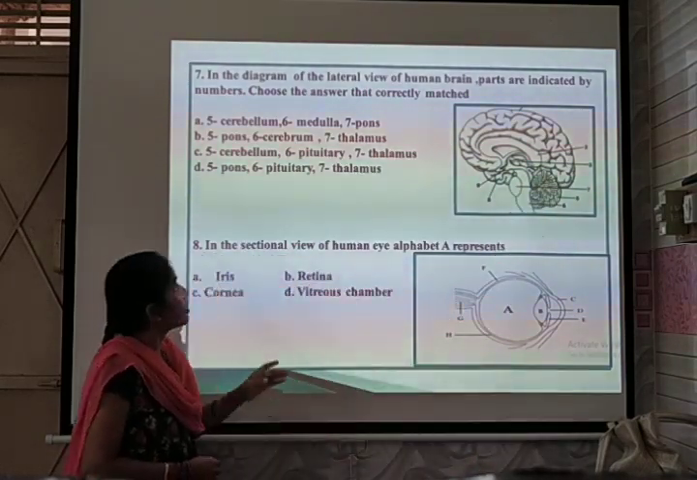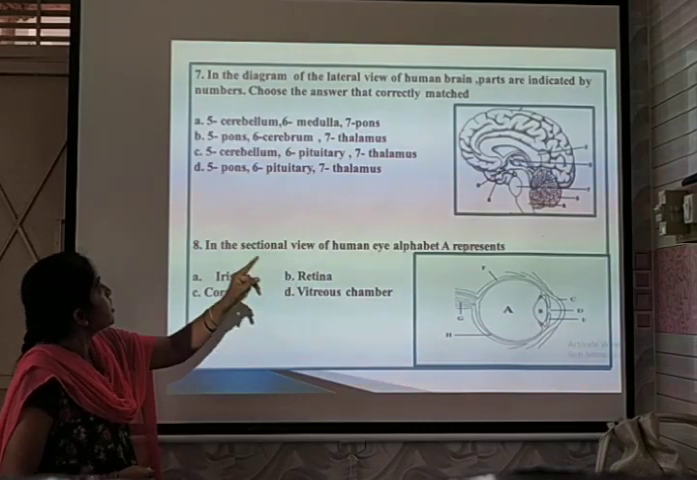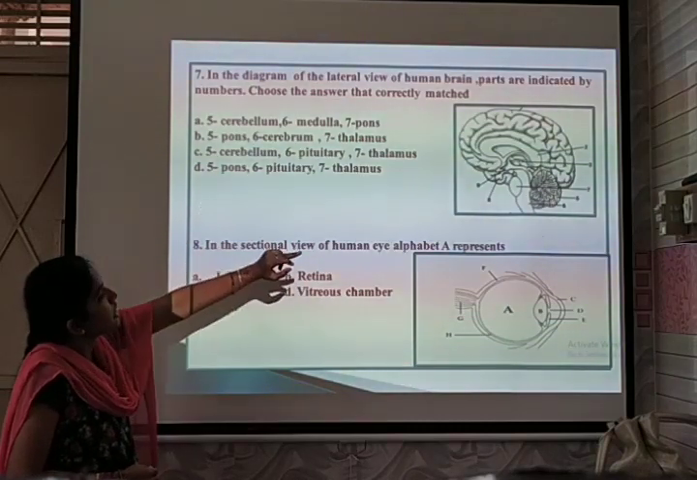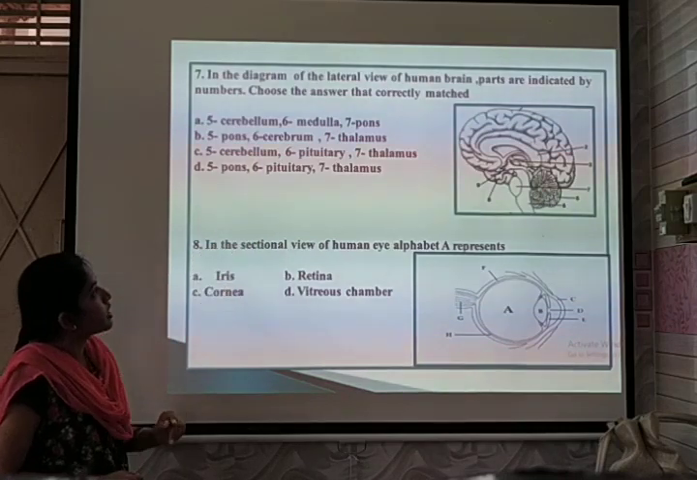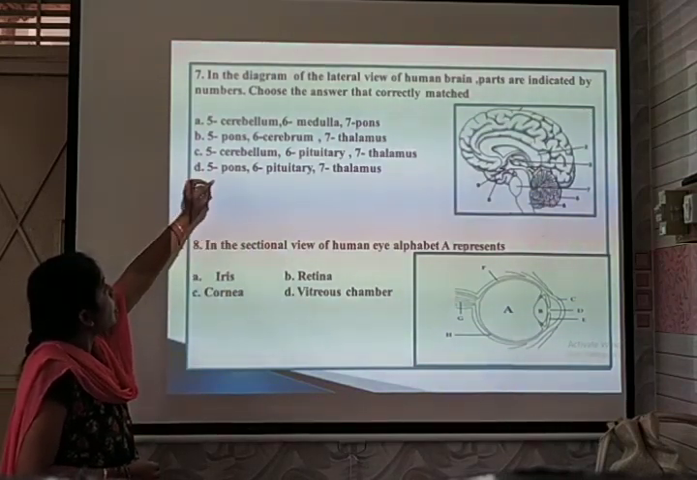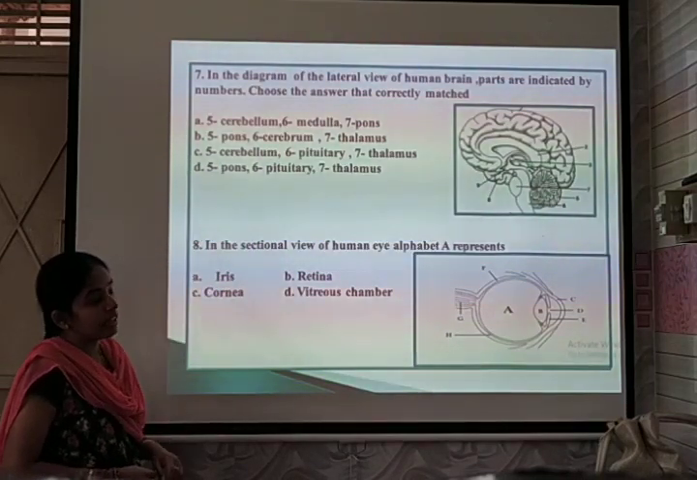The specific answer that has been given for 5 is cerebellum. The sixth one is medulla. The seventh one is pons. For this, the option for question 7, A, is the correct answer.